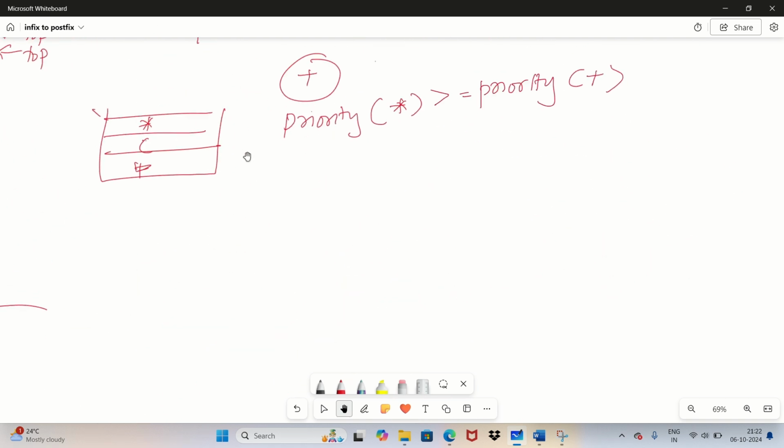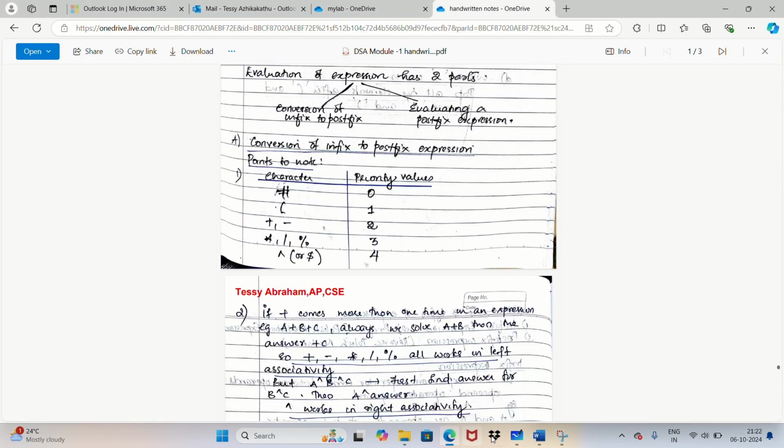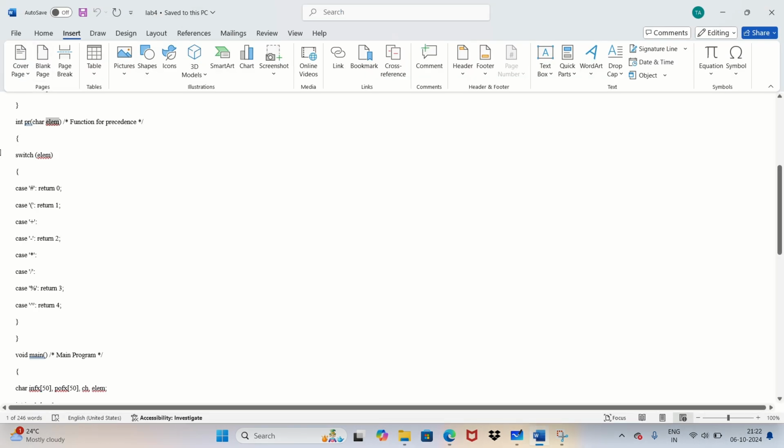Into is 3 and plus is 2. So this is correct, 3 is greater than 2. In that condition, you have to pop this one out. That is what it is doing here. It will take the character element, and if it is into, it will take into and return the value.